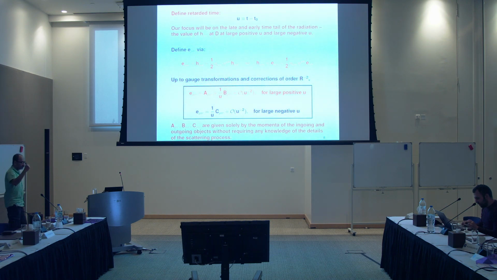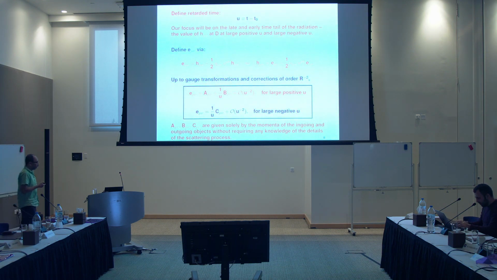So, we have the detector. The time refers to the time of the detector. We will define what is called the retarded time, that is t minus t naught, u. This means that the gravitational wave signal peaks at u equal to 0. That is where the main part of the gravitational wave signal comes.